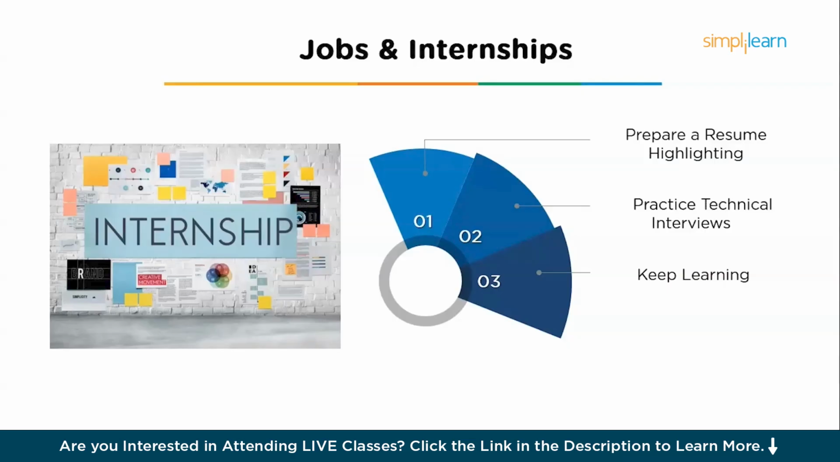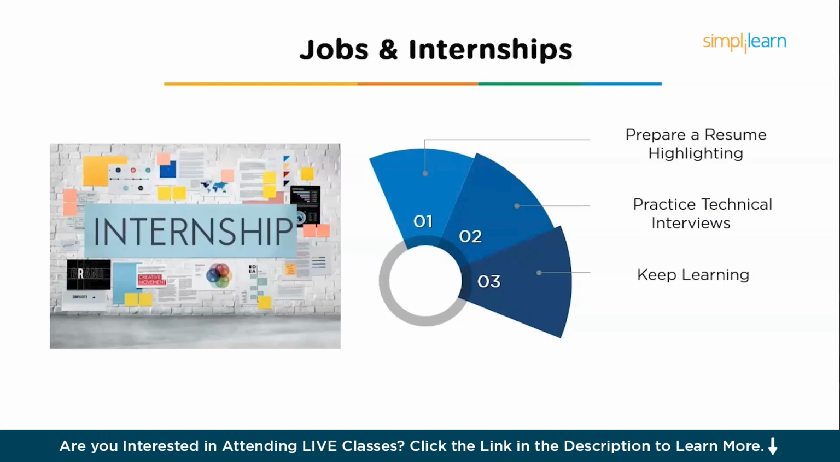Next one is build a portfolio. When you apply, show them your GitHub projects, photos of your hardware builds, or even a short video where you explain what you made. This proves you are passionate and proactive. Network and reach out. Sometimes internships aren't advertised. Reach out to companies by email, connect on LinkedIn, or attend local tech meetups.